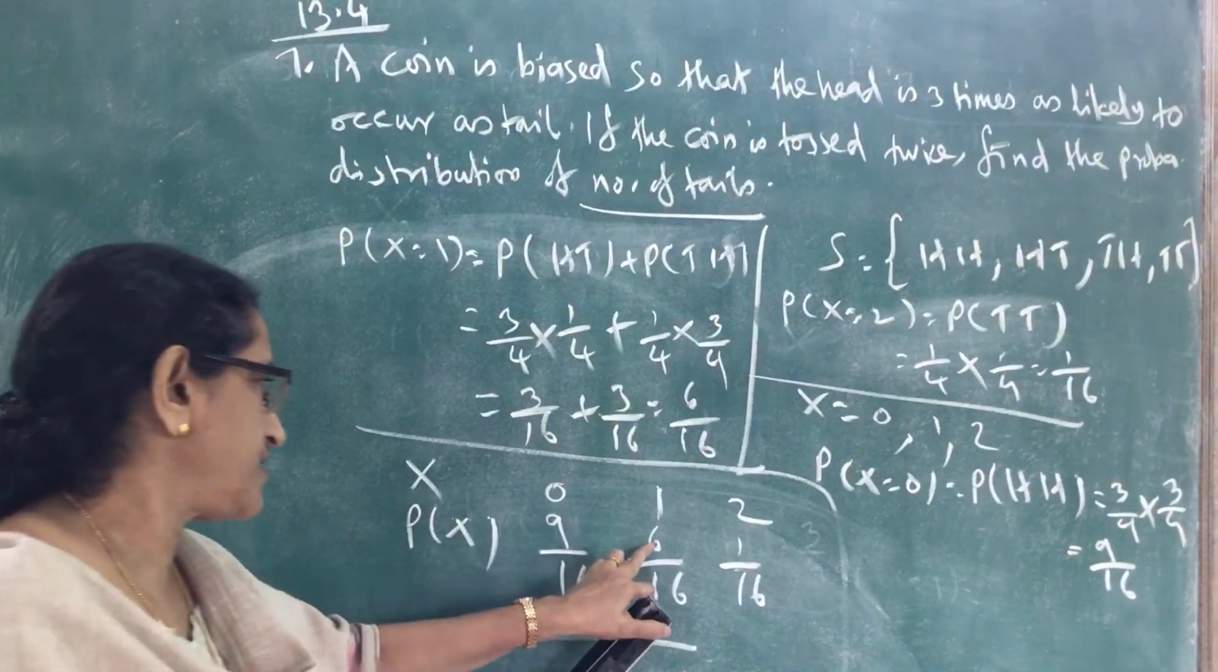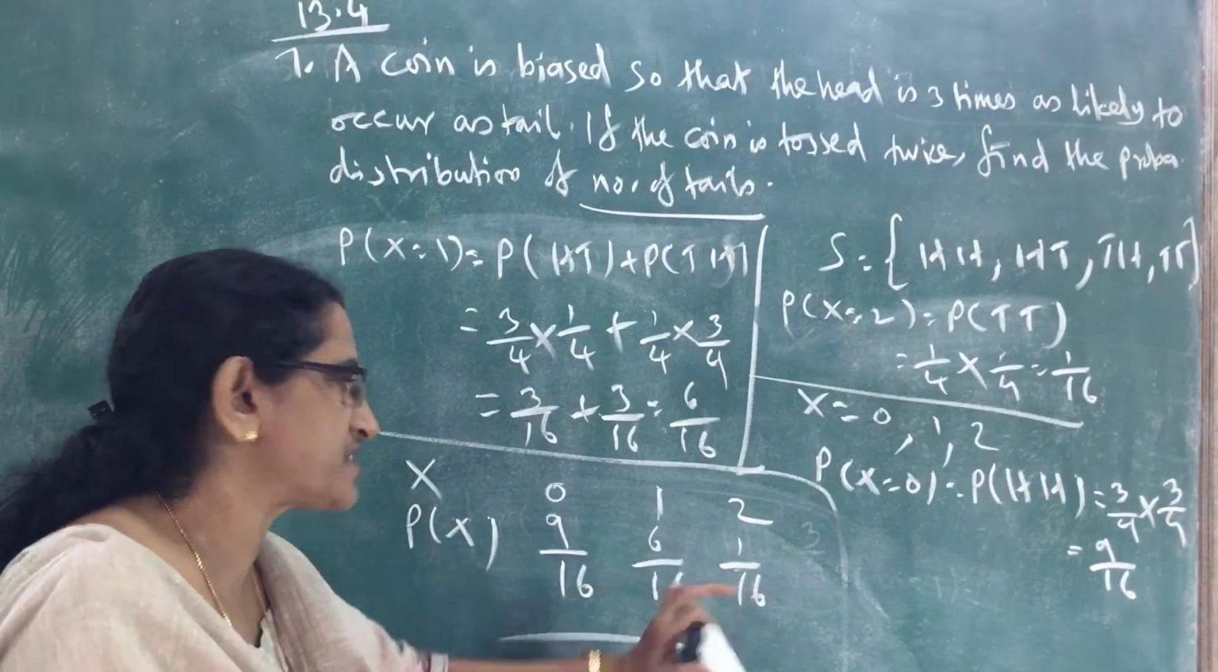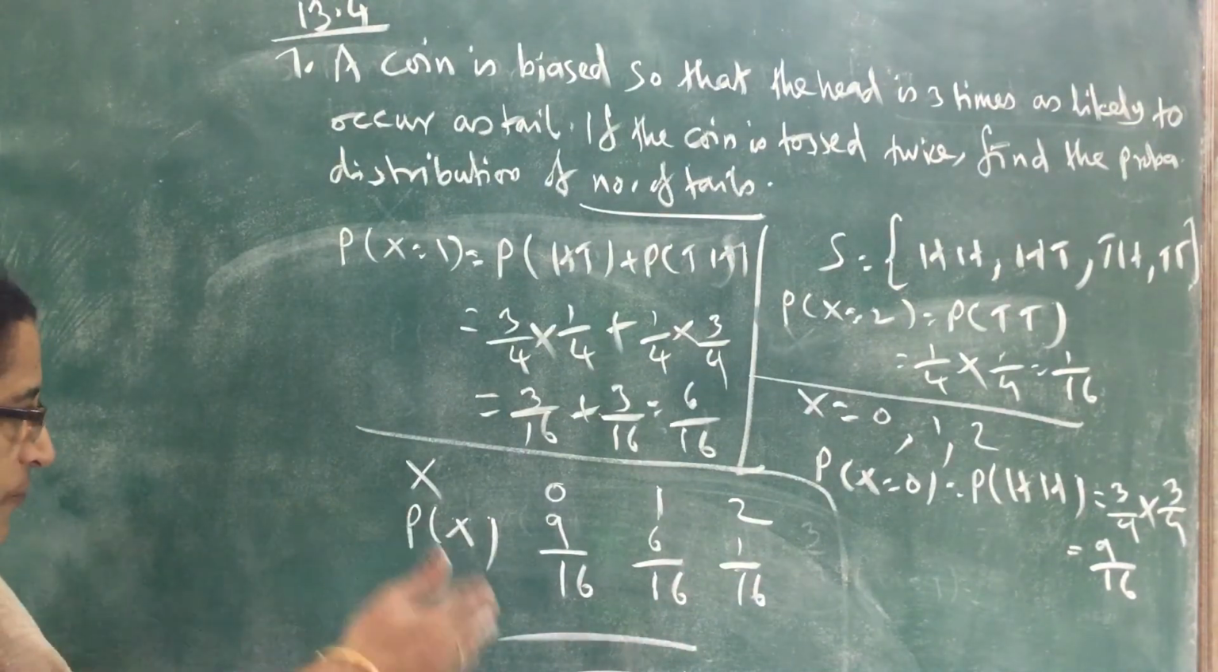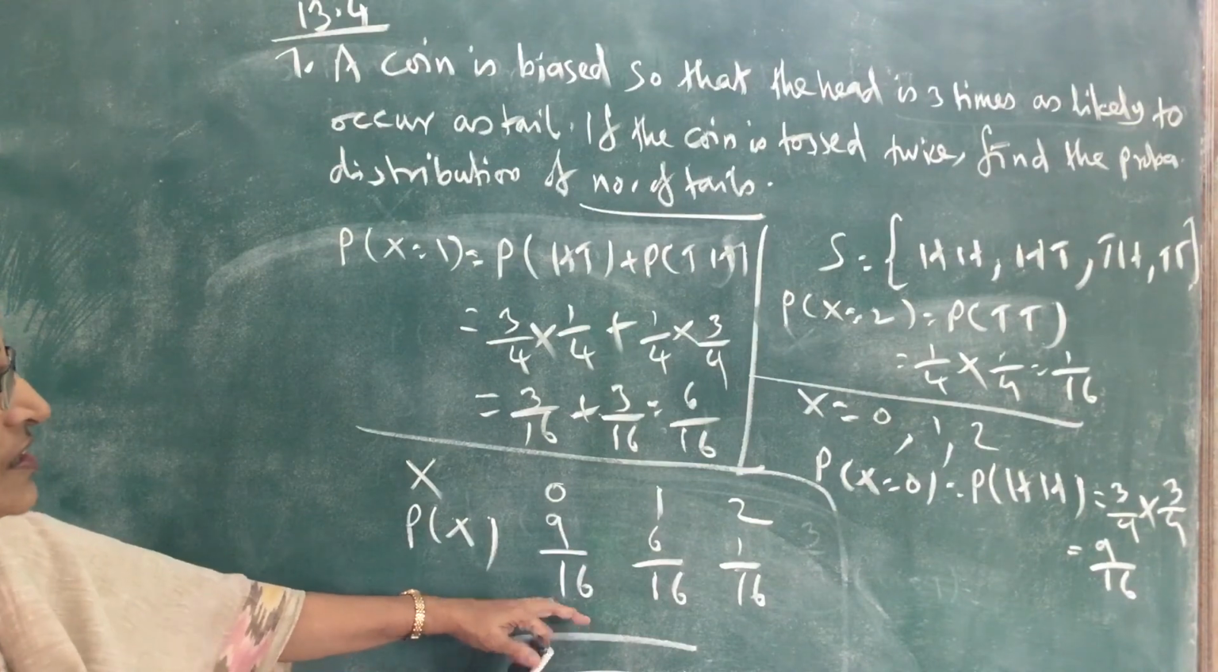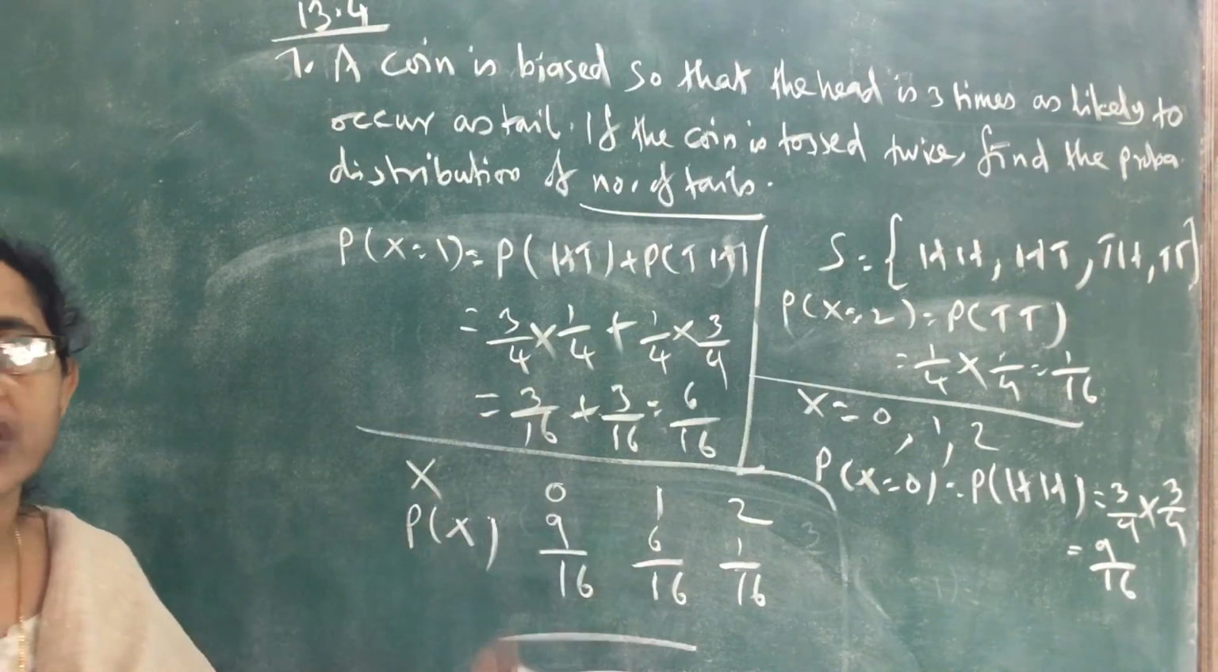9 plus 6, 15 plus 1, 16 by 16, that is 1. You can check the answer. Sum of the probabilities will be equal to 1. So that is the probability distribution. So this is a special type of question, a very important question also. Okay.